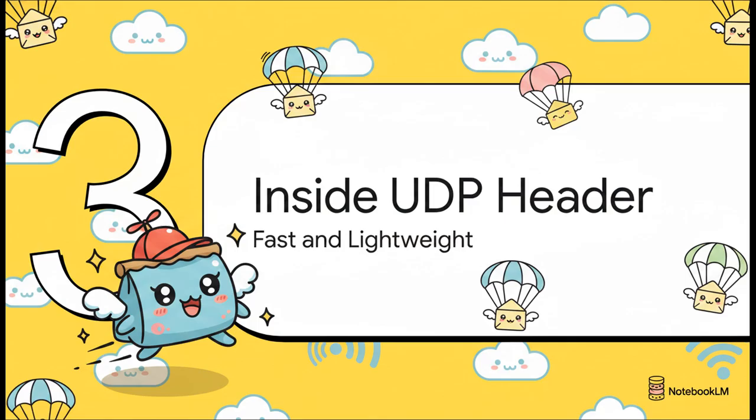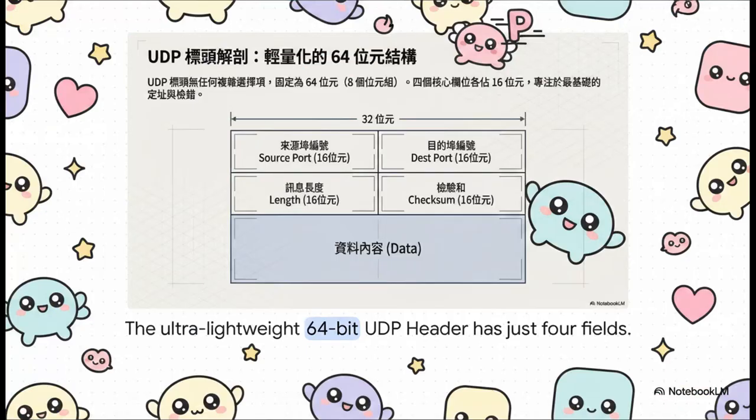Let's dive deeper into Section 3, inside the UDP header. We're going to look right inside UDP's backpack to see exactly why it is so incredibly fast. Notice the elegant simplicity here. Its header is a remarkably small 64-bit structure. That's just 8 bytes total. It doesn't waste any space with complex options.